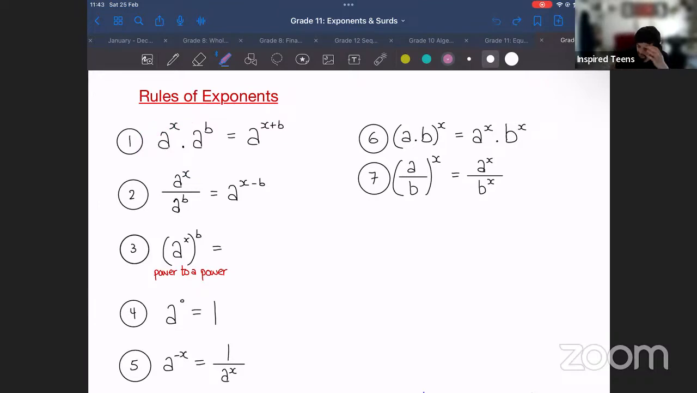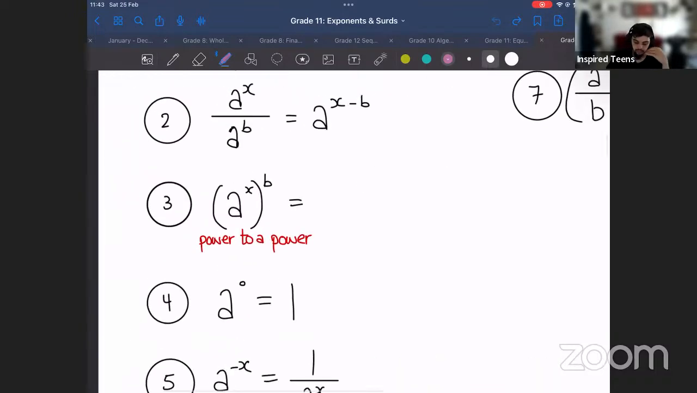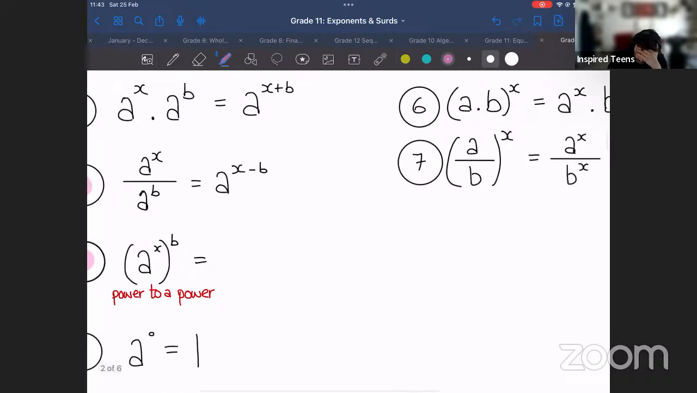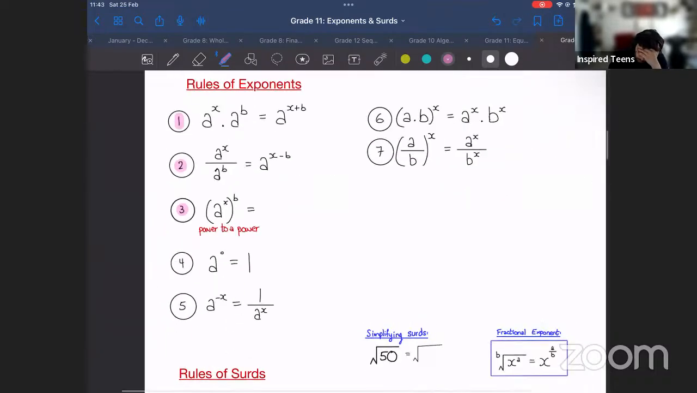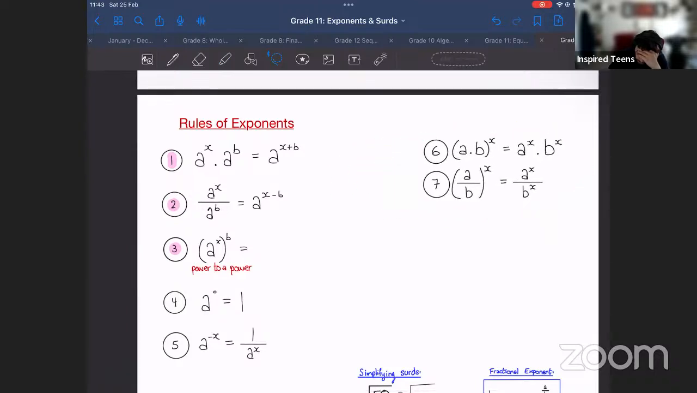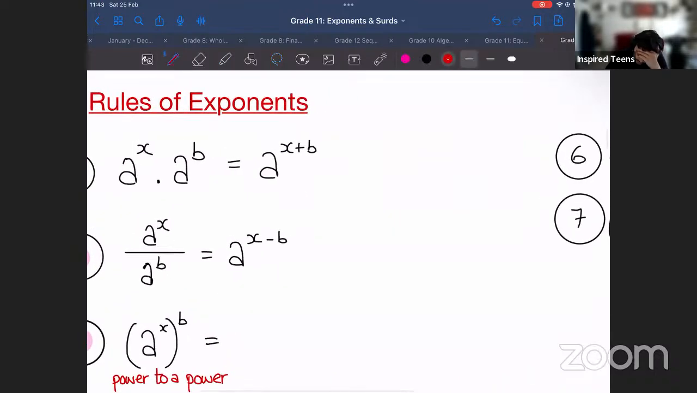So same base, different exponent, or just same base in multiplication, we can write it under one base and add the exponents, right? Then we have same base in division: under one base and subtract the exponents, sorry. That's rule number 2. So rule number 1, rule number 2, let's go to rule number 3. Before we move on to rule number 3, let's just discuss the reverse of this.